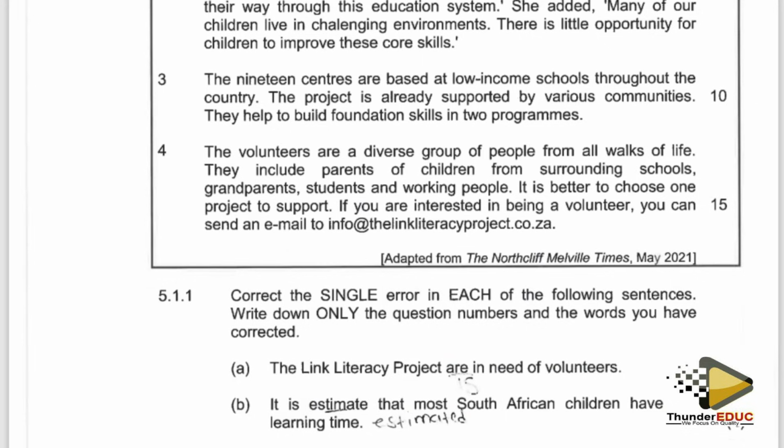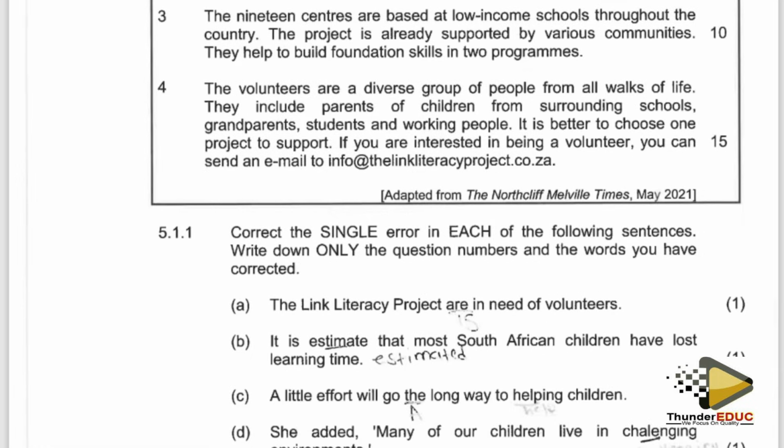All right, correct the single error in each of the following sentences. It says, write down only the question numbers and the words you have corrected. That is a very simple question. Please just write the error only. Please write only the correction that you have made to the error. My apologies. It says write down only the question number. So it will be 5.1.1(a), and then you correct your error.